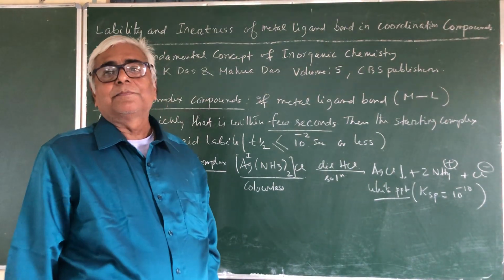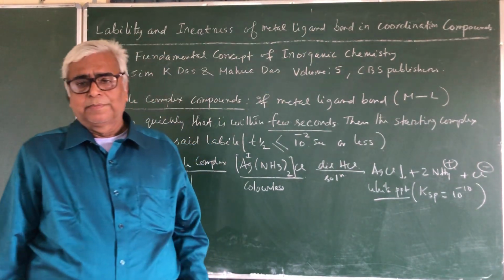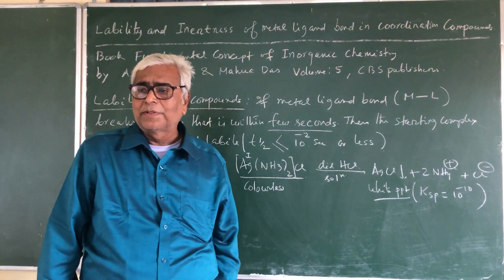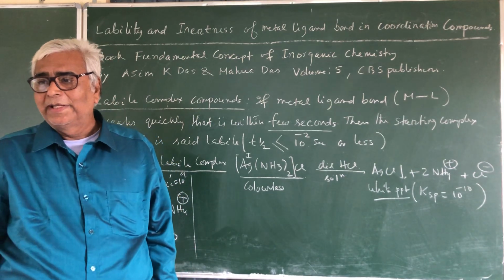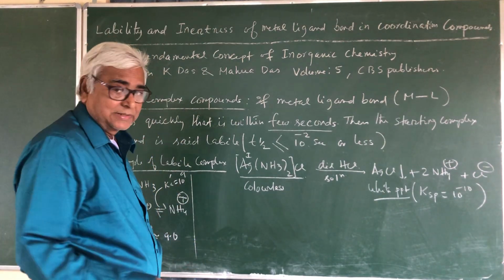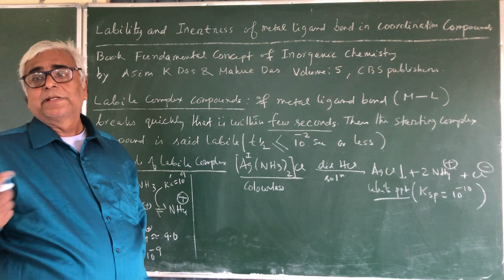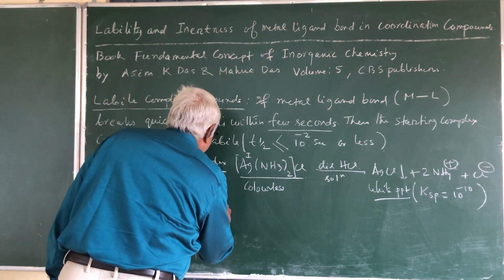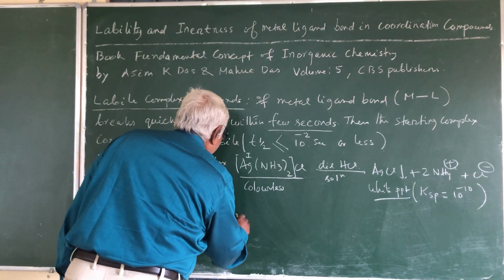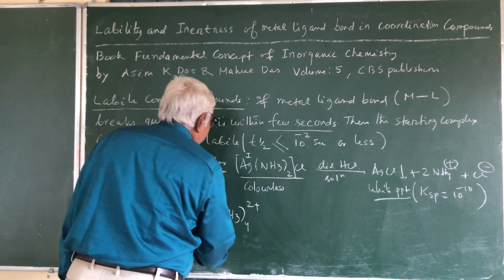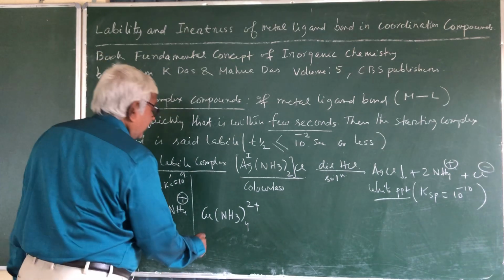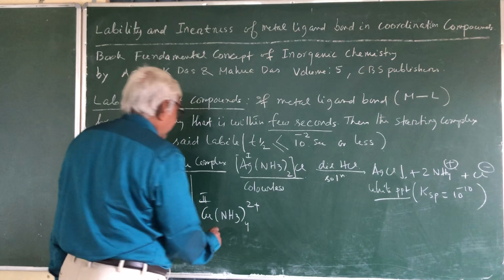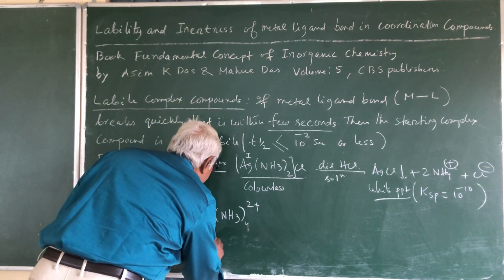Similarly, there is another example. If you take copper sulfate solution, and to that you go on adding dilute ammonia, you will get a deep blue copper complex. This experiment can be done in any laboratory. Cu(NH3)4 2 plus. This is the tetrammine cupric ion. This complex is deep blue.